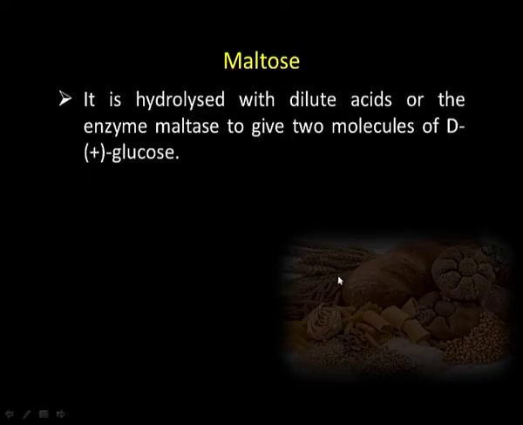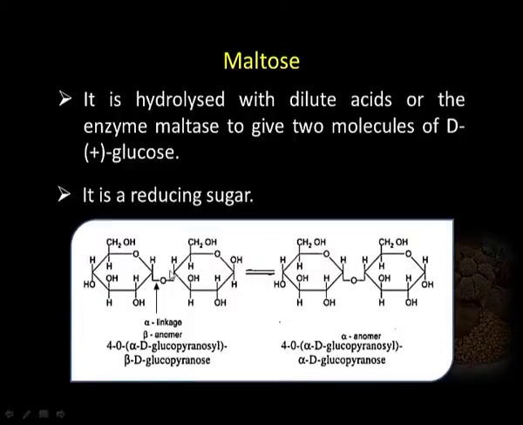Means a molecule of maltose consists of 2 molecules of D plus glucose. It is a reducing sugar. If you remember, we had discussed earlier that those monosaccharides or disaccharides which reduce Fehling solution or Tollens solution are called reducing sugars, and it is due to the presence of the aldehyde group or the free ketonic group in them. This is the structure for maltose.